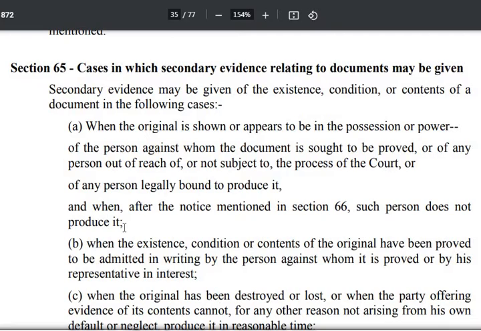अब दूसरा देखो. When the existence, condition or contents of the original have been proved to be admitted in writing by the person against whom it is proved or by his representative in interest.